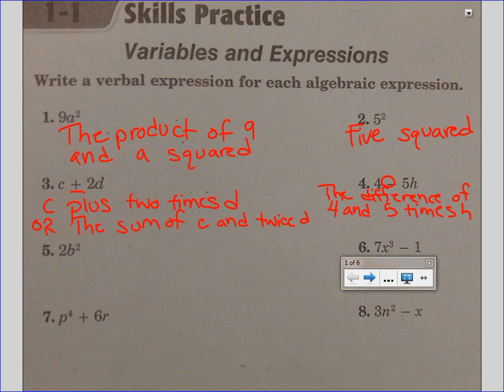Next one, we have twice b squared, 2 times b squared. So we could say twice or double b squared. We could do it exactly as it's written, and we could say 2 times b squared.